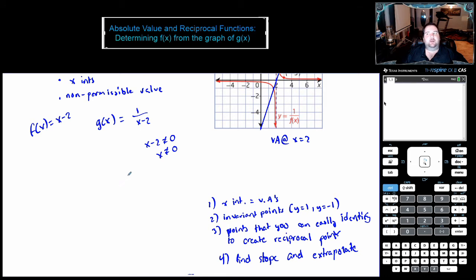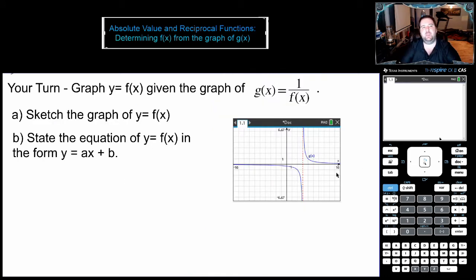Okay, let's move on. So here you go. Here's a problem. This is the same as we just did. You're given a graph and you need to find its reciprocal. Okay, so sketch y equals f of x given g of x here and state the equation of that line in terms of mx plus b. Remember, don't assume your slope. You have to find that. All right. When you're done, you can resume the video. See you soon.